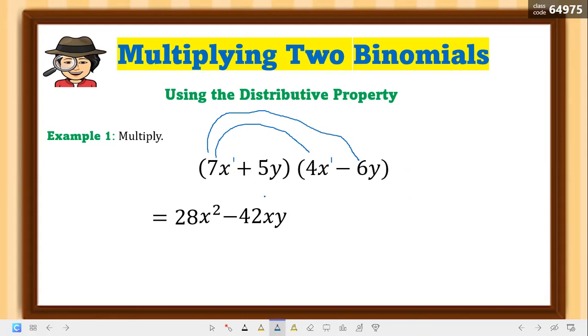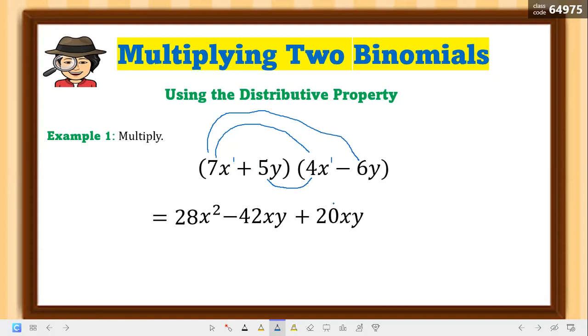5y times 4x. Okay, very good. 5y times 4x. What is the product of this? 20xy. Okay, very good. 20xy. And then, last one is, can you give me?